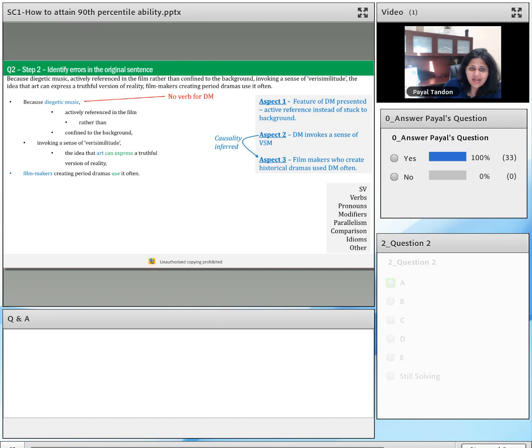Okay, so causality we have inferred, right? In terms of the error analysis, the reason why you experienced that jump was because there is no verb for diegetic music. That's why you experienced that jump.